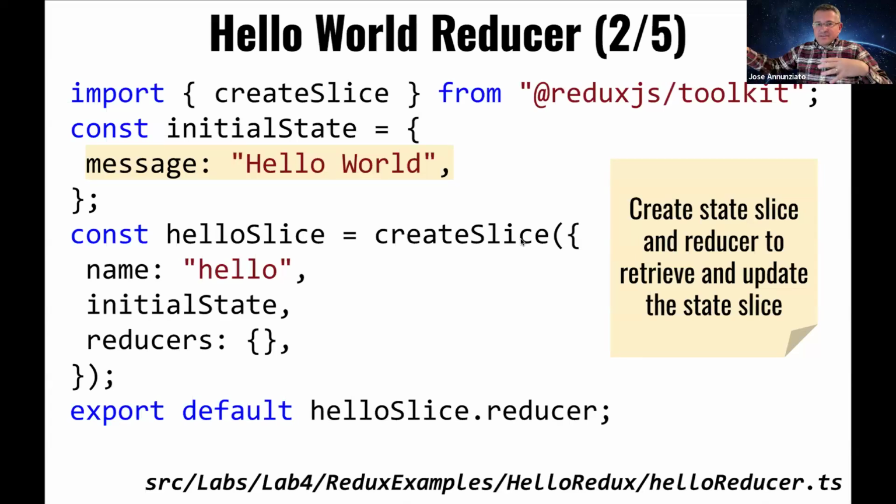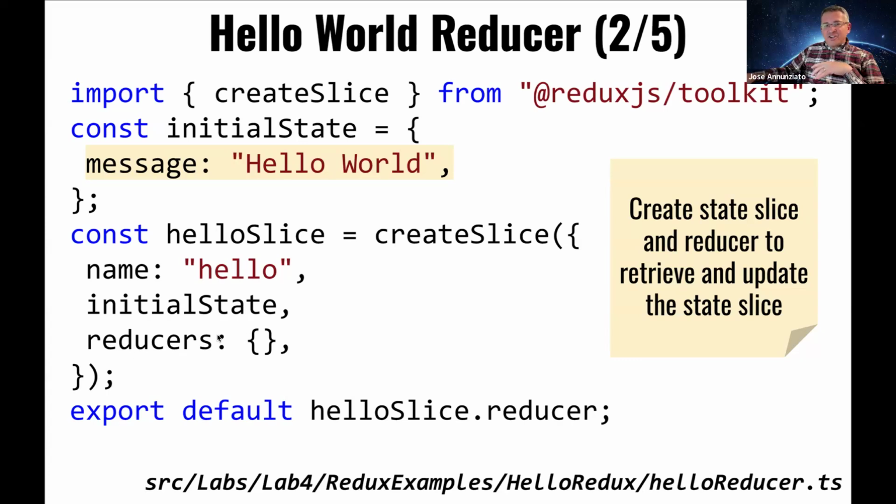Presumably there would be multiple slices, and then all these slices would be collected into one big store that will be the whole state in one big storage. So here we're creating the slice. We give it a name, and we initialize it. We say the initial state colon initial state. This is a compact syntax of setting a property equal to a variable of the same name. Initial state colon initial state, plus reducers, which we don't have any.